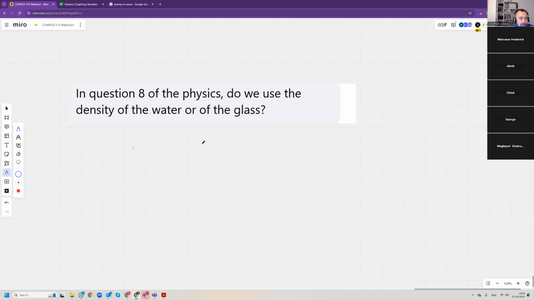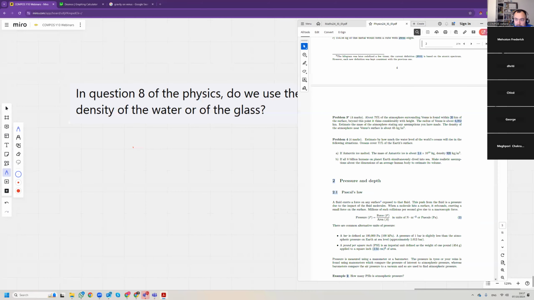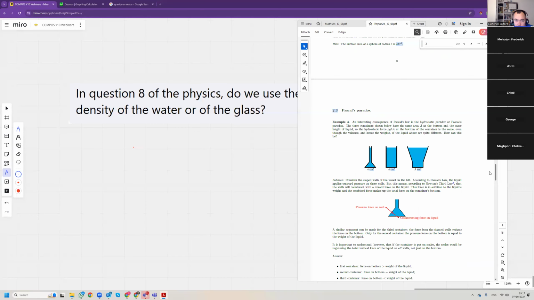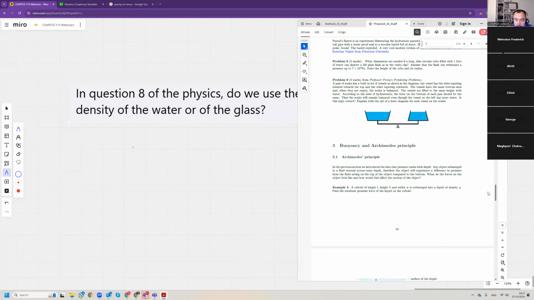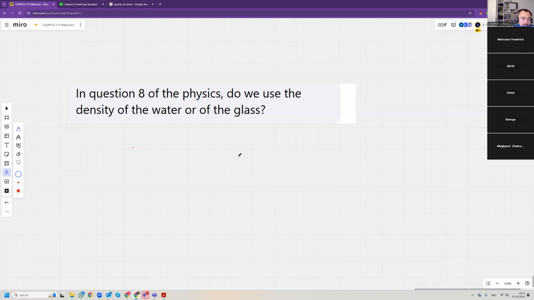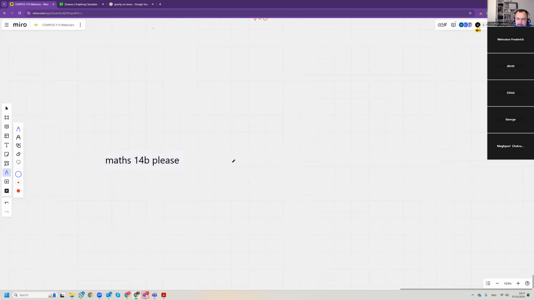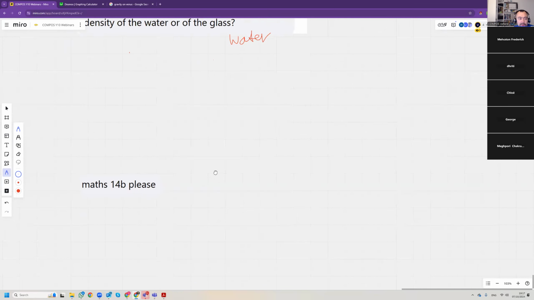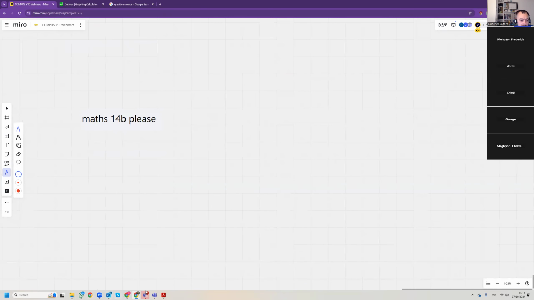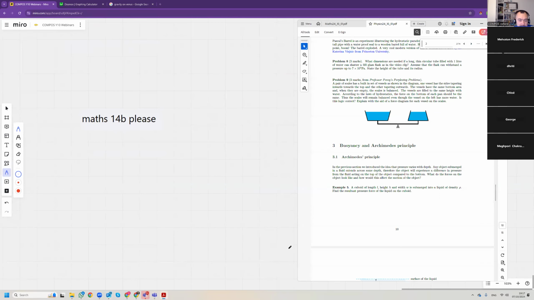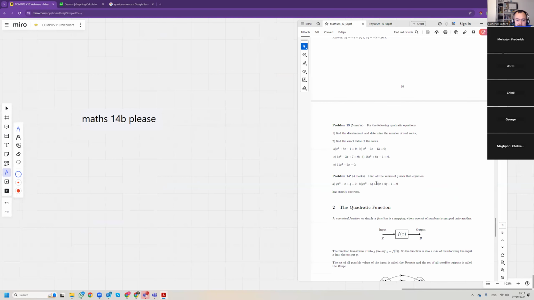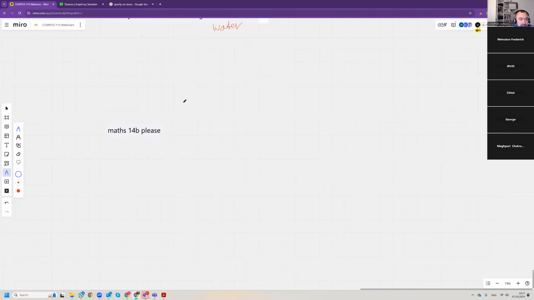Question 8 on physics, do we use density of the water or the glass? Water. Yeah, water. Density of the glass doesn't really matter. Like, how would the density of glass affect the answer? No, it doesn't. Maths 14b. Oh, we already had this.